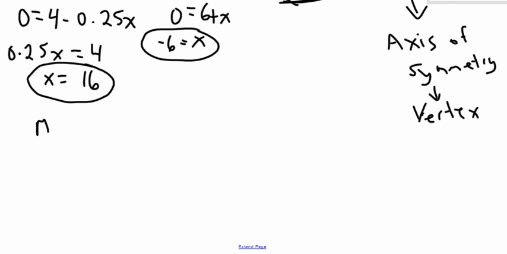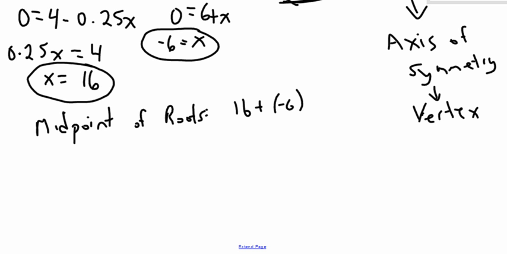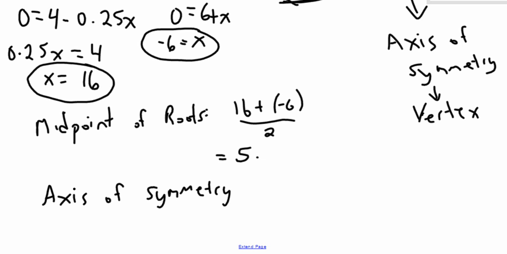So I need to find the midpoint of my roots, because that'll tell me where the axis of symmetry is. So I'll just take my roots and add them together, divide by 2. So the midpoint of the roots is 10 divided by 2 is 5. So I know that my axis of symmetry for this quadratic is the line where x equals 5.